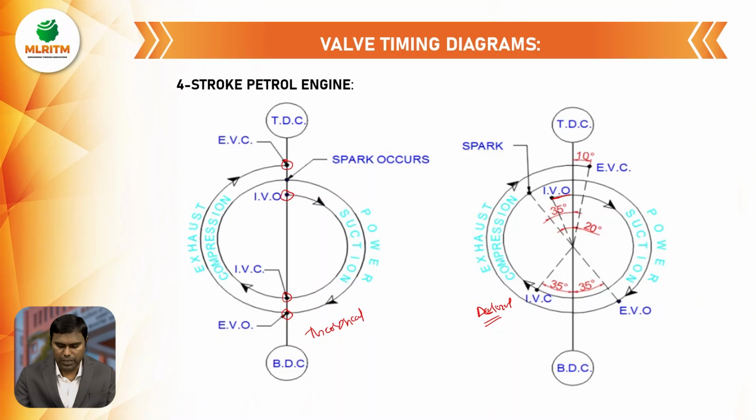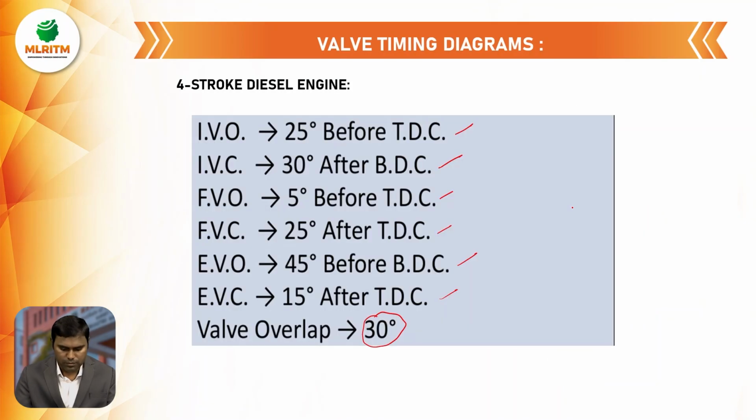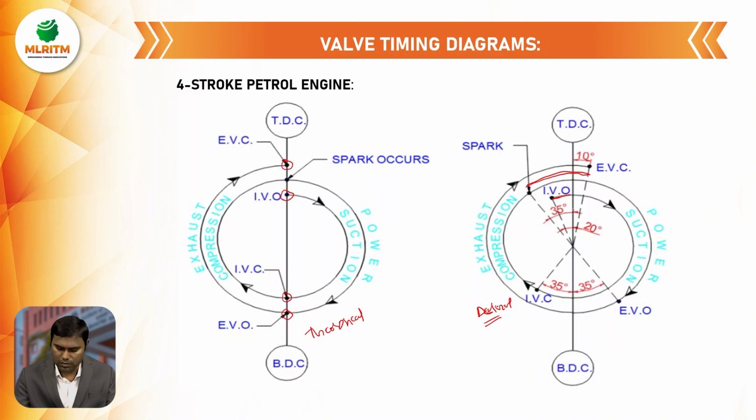There is some period called the overlapping period. This is called valve overlapping. And the spark opens almost 20 to 30 degrees before TDC, and it is closed after TDC. So with the help of this mechanism, we can analyze the valve opening and closing in an engine.